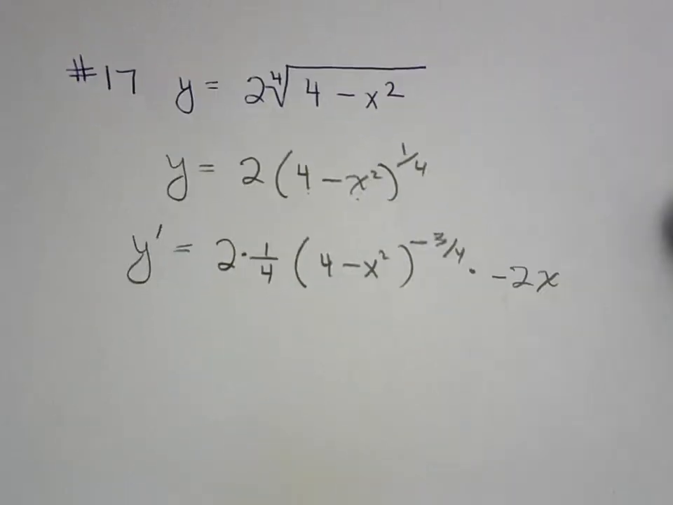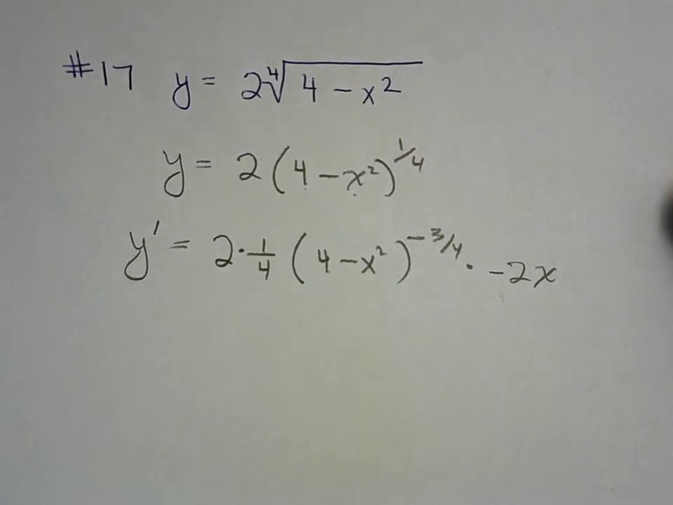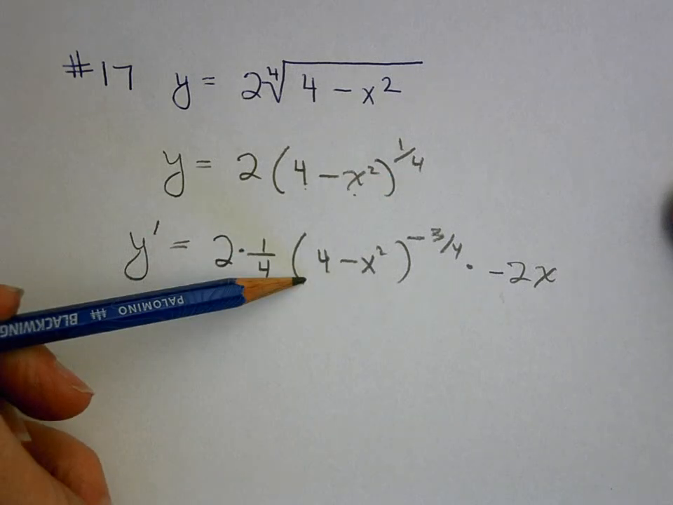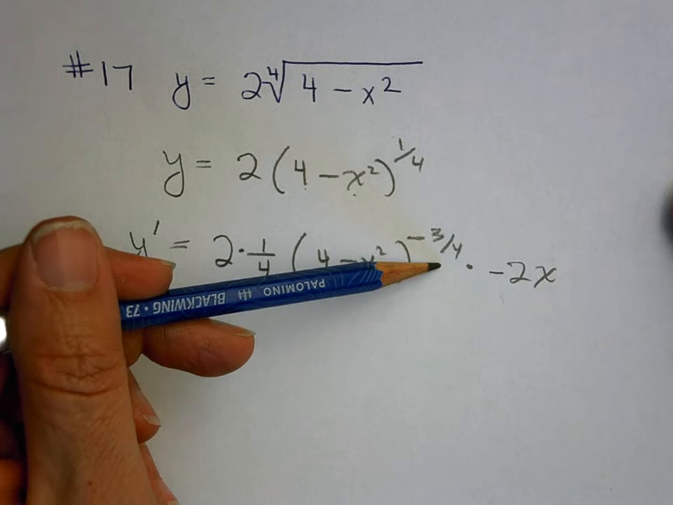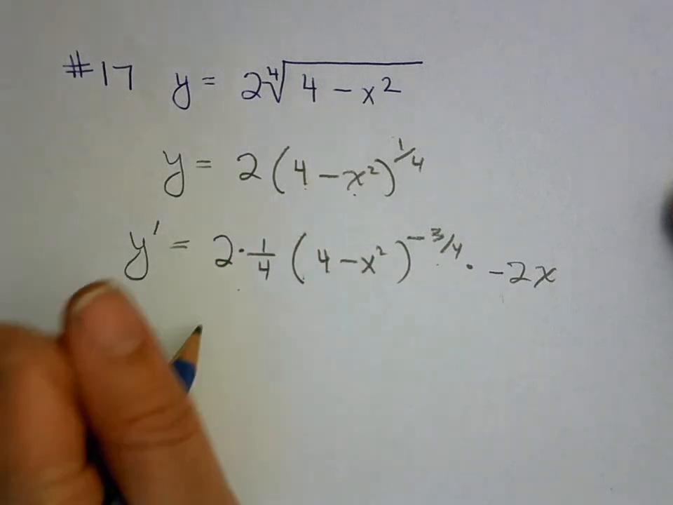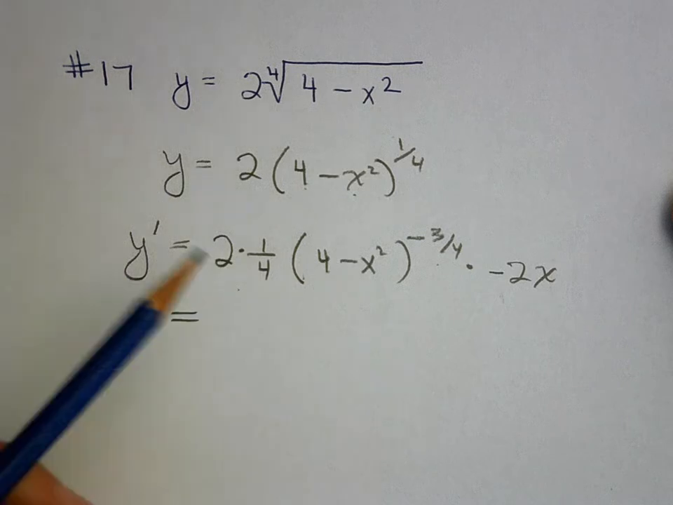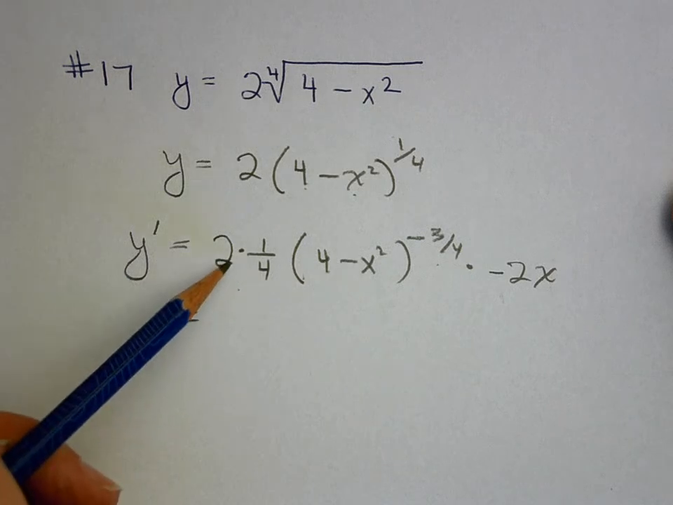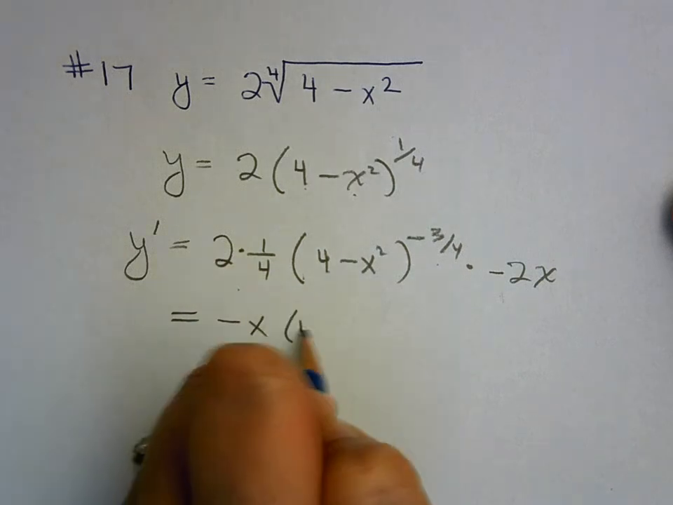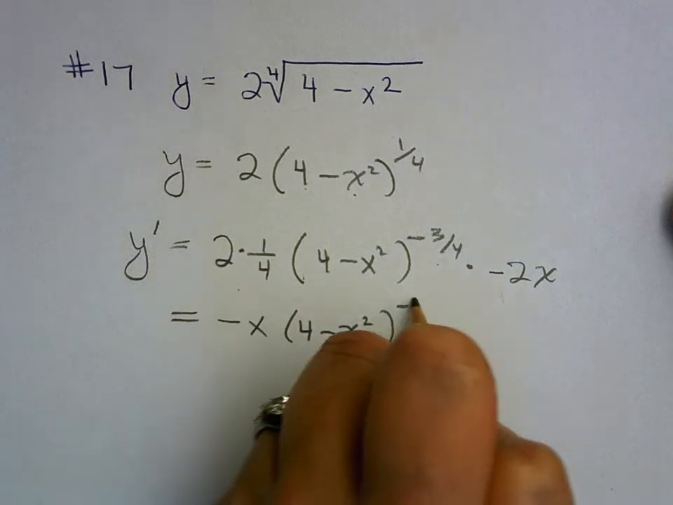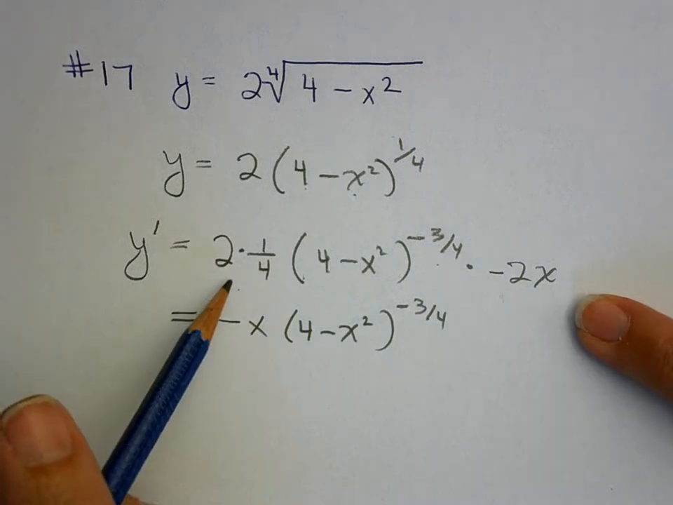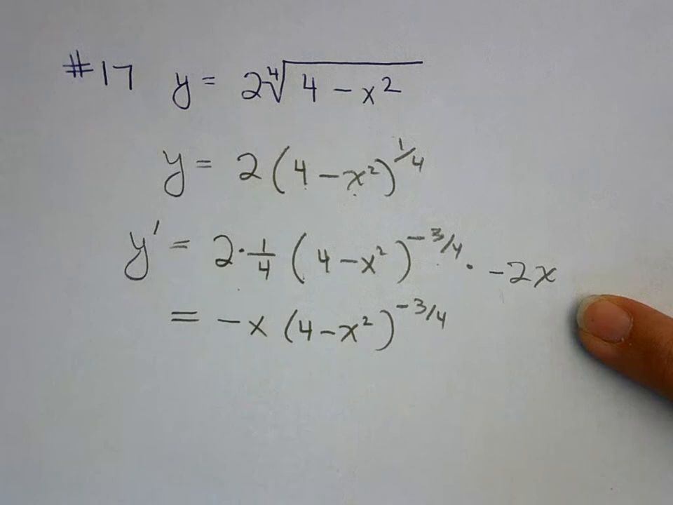Again, chain rule is done in conjunction with the power rule. So I bring the power down, leave the inside alone, reduce the power by 1. And then the chain rule component, take the derivative of what's inside. I'm going to go ahead and simplify this just a little bit. So I would have, let's see, negative 4/4, so negative x, and then 4 minus x squared to the negative 3/4. Did I do that right? Yes, okay, and that would be my derivative.